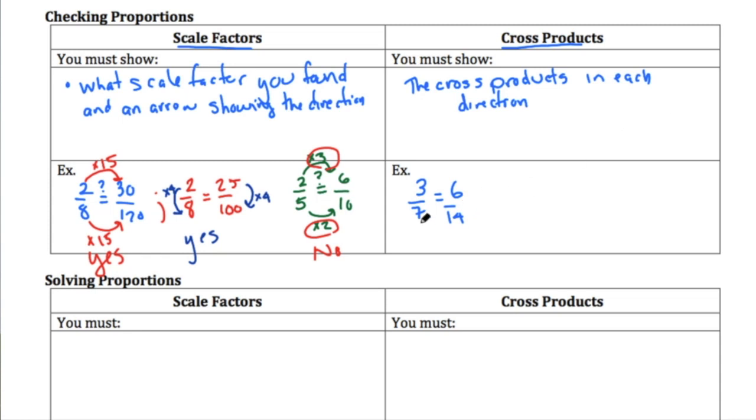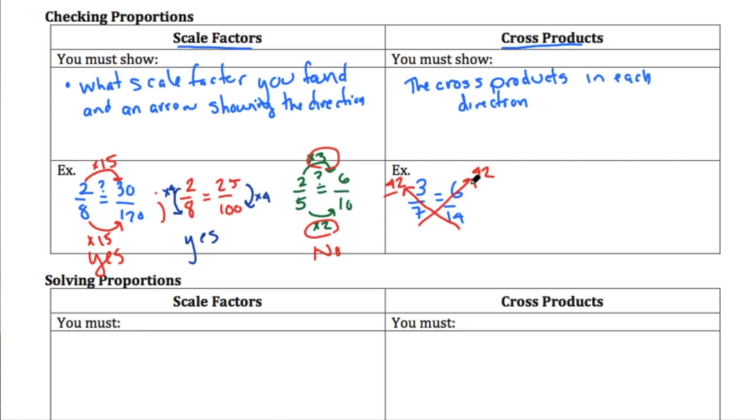If we start from the bottom, work up in a diagonal fashion, and we did 7 times 6. 7 times 6 is 42. I'm going to write at the end of my arrow 42. Let's do the other diagonal. Moving up, 14 times 3, 42.